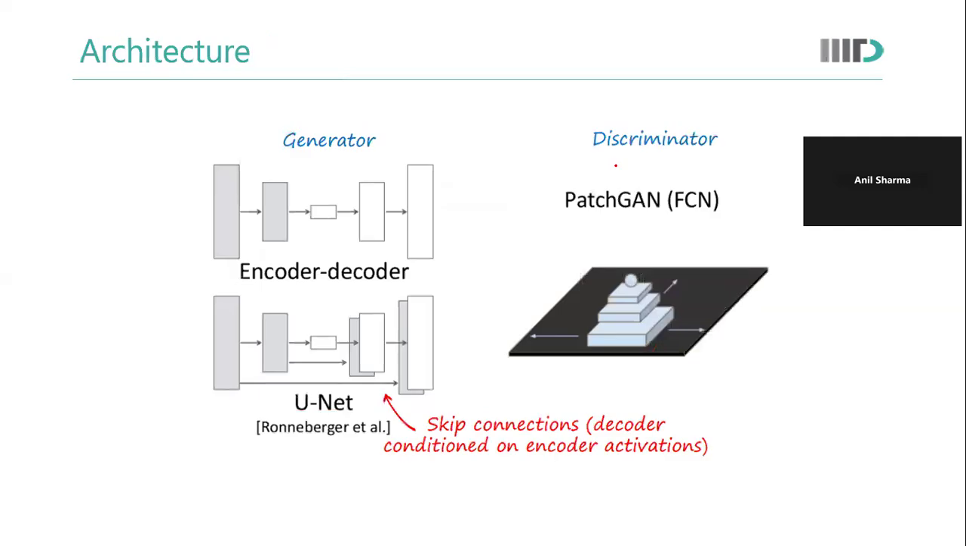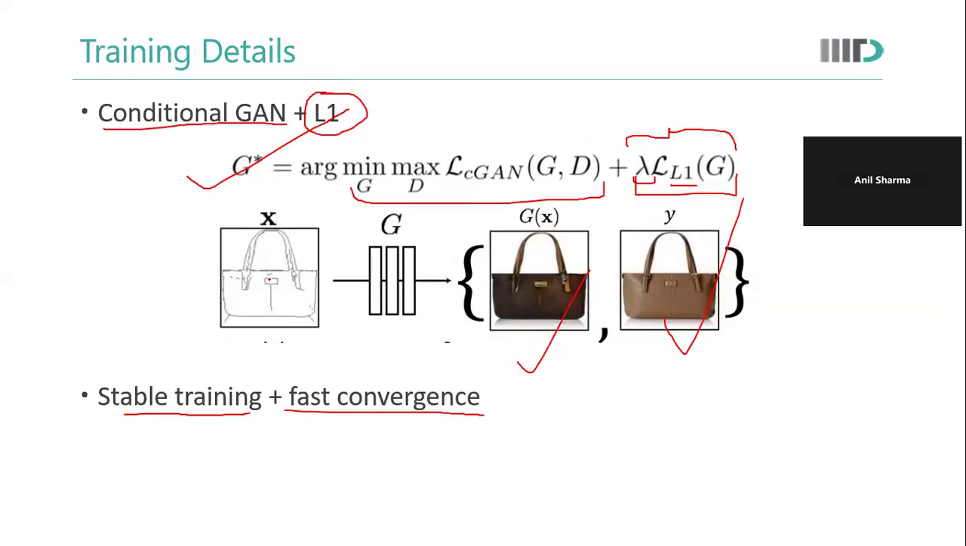Okay, so now let's just talk about the architecture of the pixel to pixel GAN. How is it that you can actually take an image as the input and generate an image as the output? How to do it?